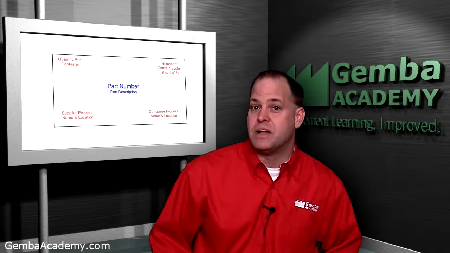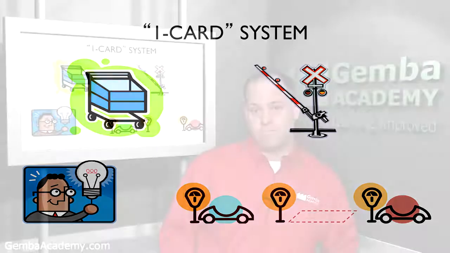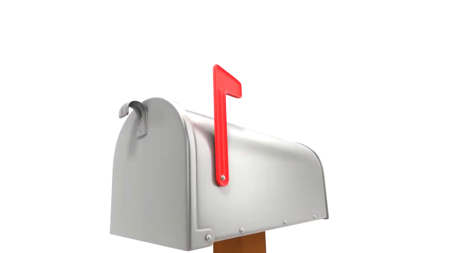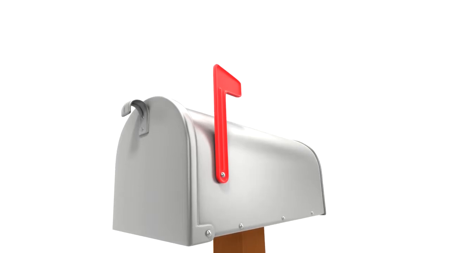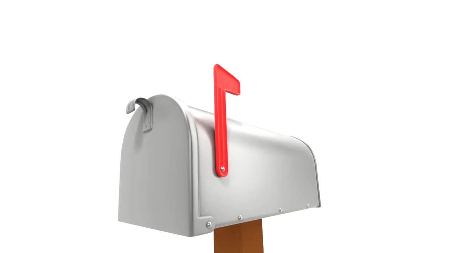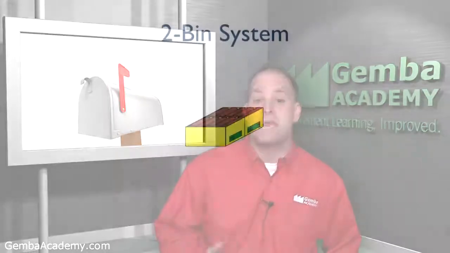Now, the next type of Kanban system is referred to as a one-card system. And while we refer to it as one card, there may not be a card used at all. Instead, we might use empty containers or carts or colored golf balls or ping pong balls, a light, or really any kind of signal that conveys information. One of the most practical examples of a one-card Kanban system is the mailbox flag. When the flag is up, a signal is sent to the postal worker that there's something inside the mailbox we wish to mail.